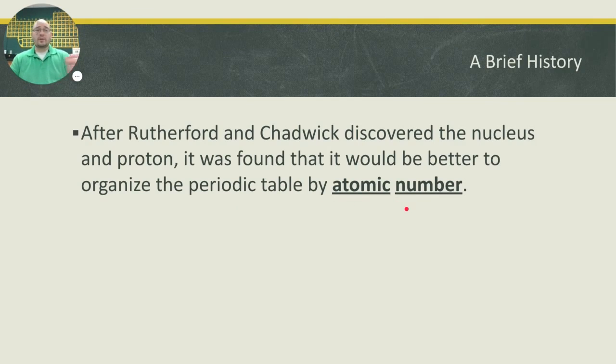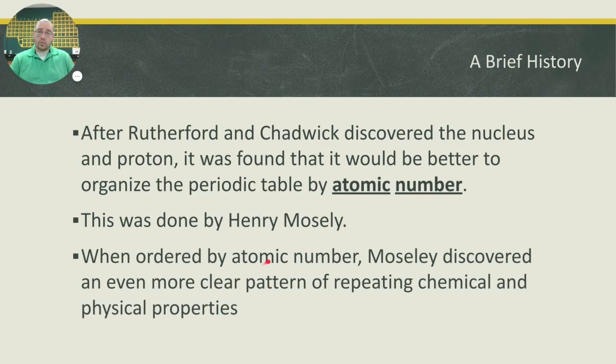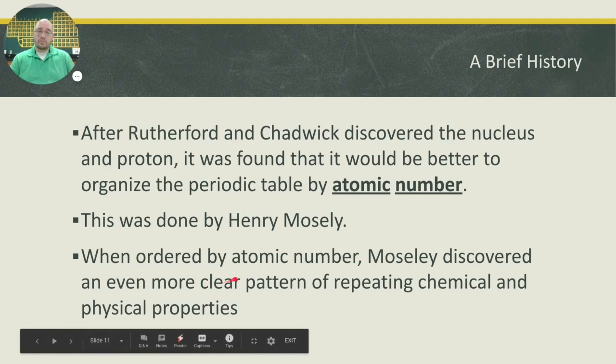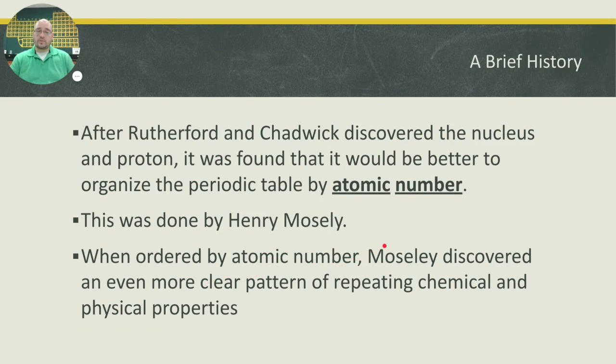When you place it by atomic number, which at the time Mendeleev did it, we didn't know about atomic number because Mendeleev didn't know protons existed. So now that we know protons exist, and now that we know that protons are what identify the element, ordering it based off the atomic number means we have a whole lot more predictive power. And Henry Moseley was the guy who was able to show that connection. He was the one that was able to show that the atomic number worked better than atomic mass. And so when ordered by atomic number, Moseley discovered an even more clear pattern of repeating chemical and physical properties.